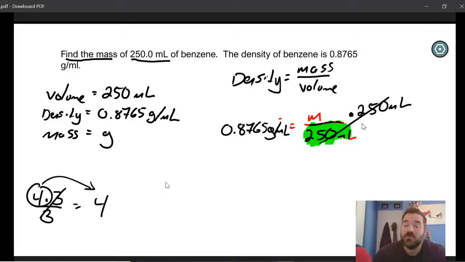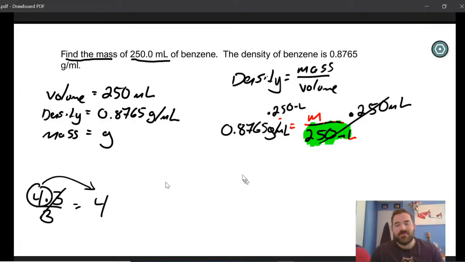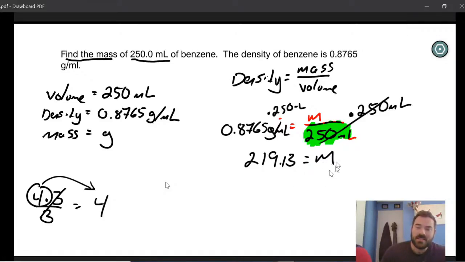But I can't multiply 250 on the right side without also multiplying 250 on the left side. So I'm going to take 0.8765 and multiply it by 250. So 0.8765 times 250, and I get 219.13 rounded, which is equal to, and all that's left on this right side is M. So I know my mass, I've isolated M, and in doing so, I discovered that the mass was 219.13. Let's round that to the nearest gram.